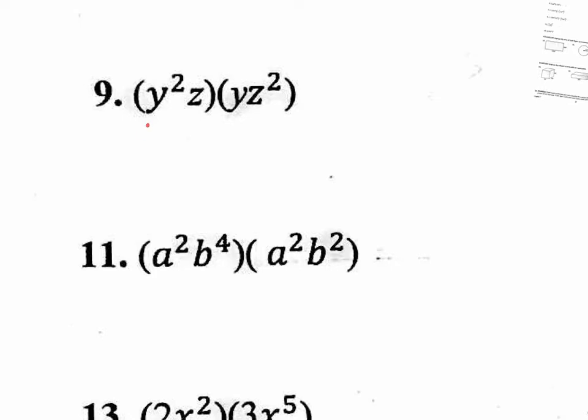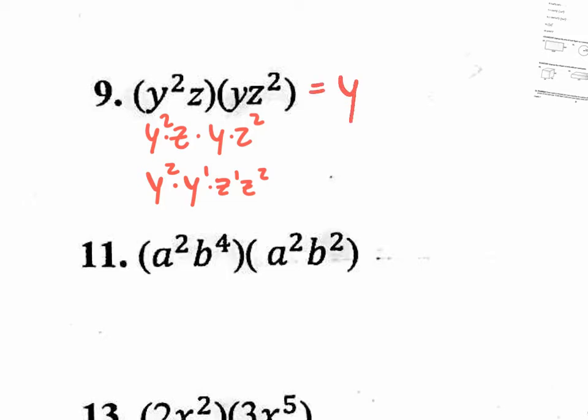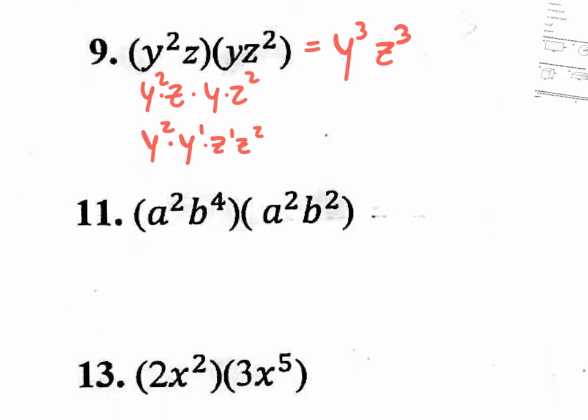You could rewrite it without the parentheses, y squared z, y z squared. And there is multiplication between all the terms, so you are able to rearrange it. So you will have y to the second times y to the 1, because there's really an invisible 1 right here. And then we also have the z to the 1 and the z to the second. So your final answer should be y to the 3rd, z to the 3rd. That's number 9.